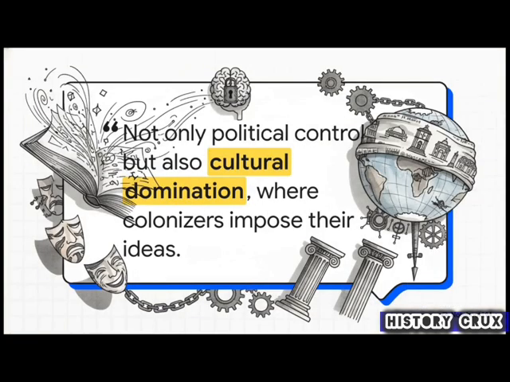Then there's Edward Said, who argued that the conquest wasn't just physical, it was mental. He saw colonialism as a battle of ideas. He really zeroed in on that cultural domination piece, showing how Western culture was set up as the universal standard. And that profoundly shaped how colonized peoples saw the world and even how they saw themselves.